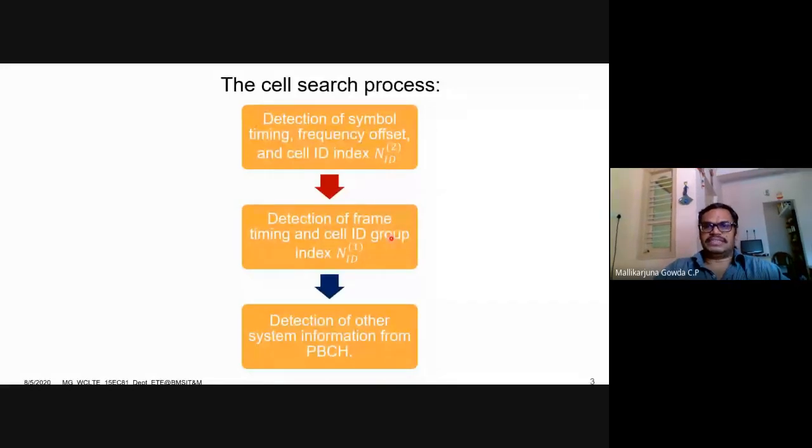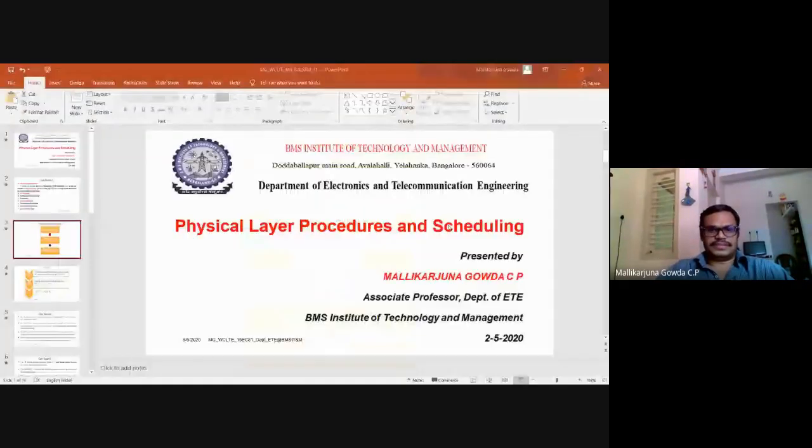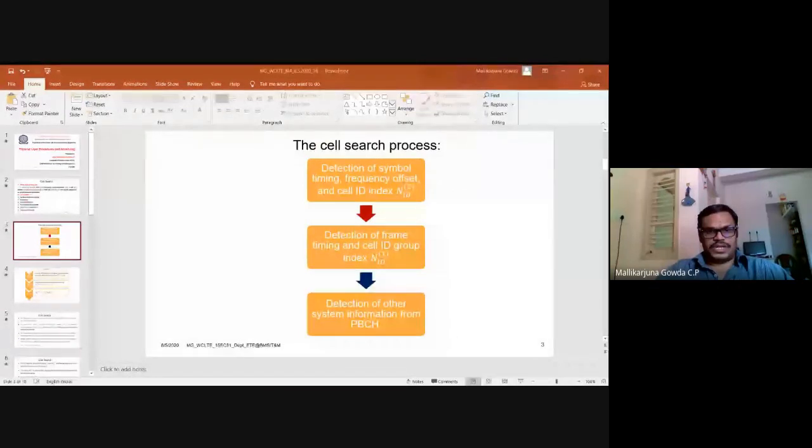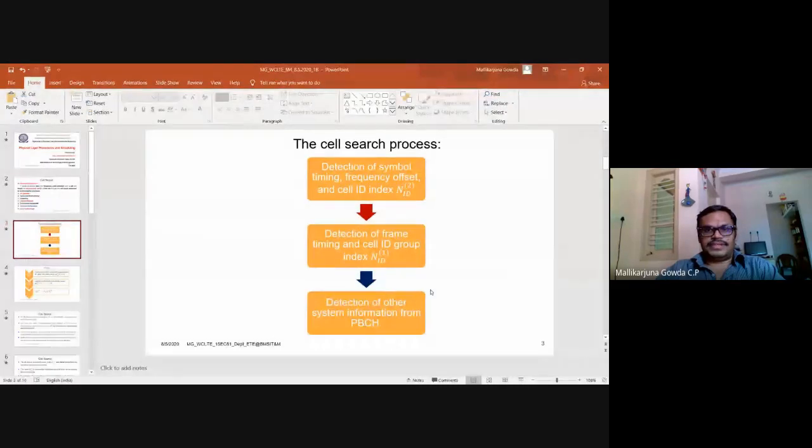And what type of sequence is used for generating the secondary synchronization signal? Do you have any idea? Anybody can say? Yes, anyone can respond. What type of sequence is used for generating the secondary synchronization signal? Anyone? Any idea?